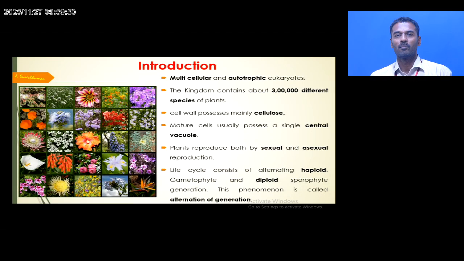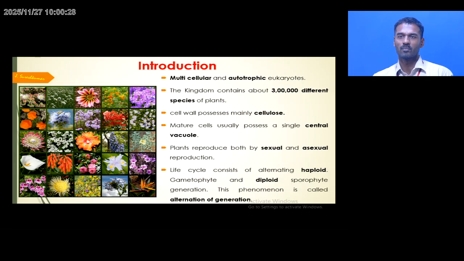Basically, plants are multicellular organisms, one of the major multicellular groups in our biosphere. Some plant species are also unicellular, for example algae, which are unicellular organisms. In the plant kingdom there are more than 3 lakh different species, occupying our land system and water system.